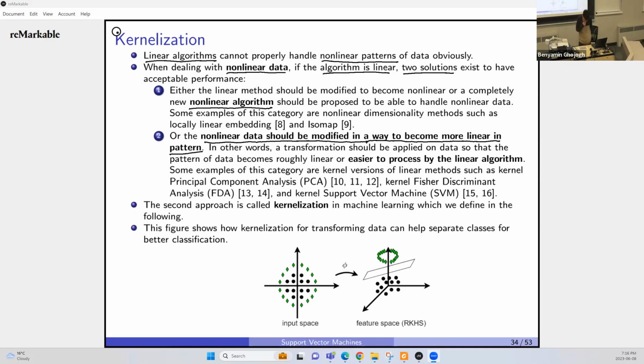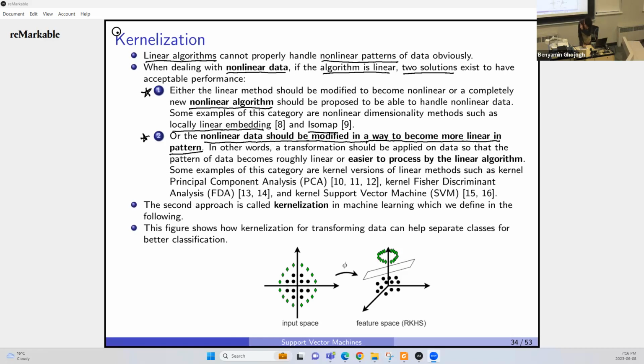Some examples of the first idea, which is to design a nonlinear algorithm from scratch: locally linear embedding and isomap. They were very interesting algorithms proposed in the year 2000. They shook the world of machine learning, and we will go over those two later in this course.